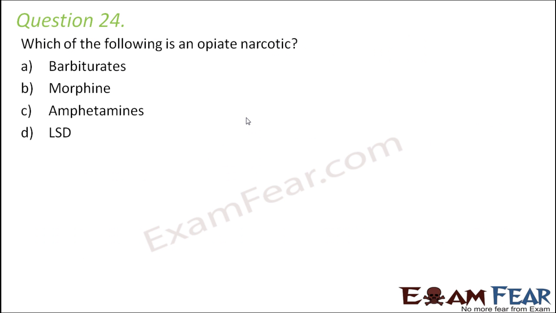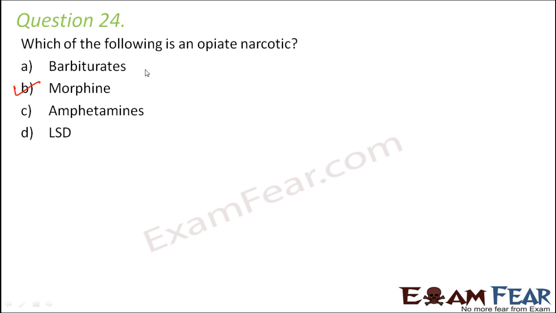Question number 24. Which of the following is an opiate narcotic? Barbiturates, morphine, amphetamines, LSD. Out of the options given here, morphine is an opiate narcotic. Why are they called opiate? Because they are all obtained from the naturally occurring opium. In fact, morphine is also a natural opiate. That is, it naturally exists as part of opium. And morphines are excellent painkillers or analgesic. So morphine is an opiate narcotic.